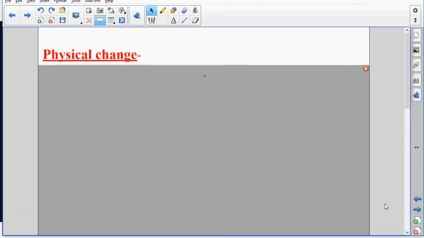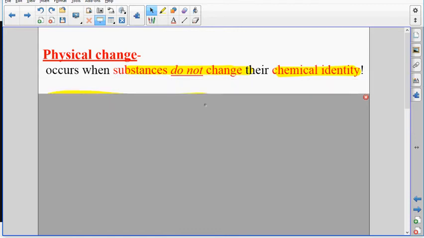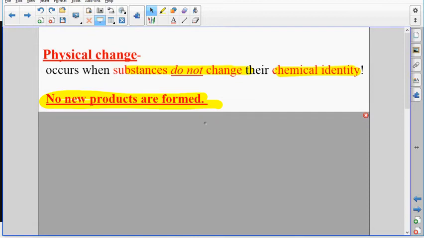All right, now we got to talk about changes. So if you want to change something, okay, there are physical changes, which is the first brand. Occurs when substances do not change their chemical identity. Okay. No new products are formed.